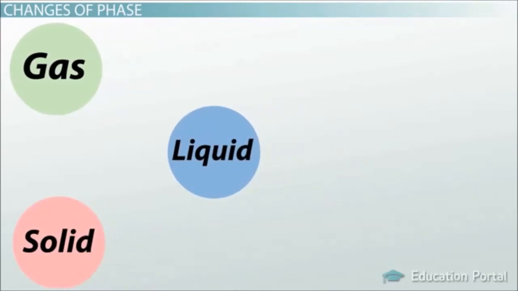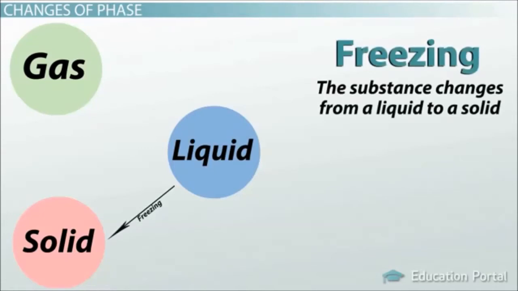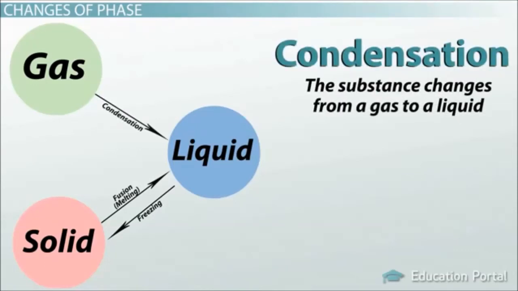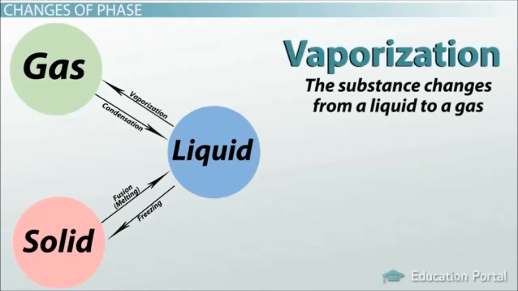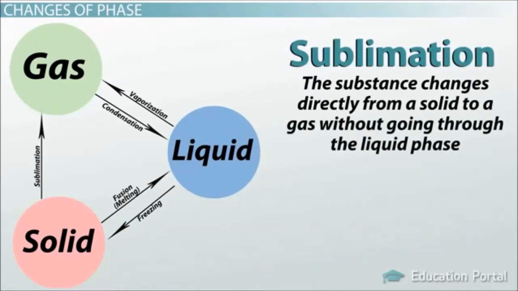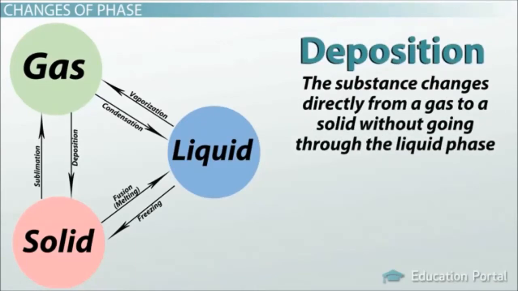The 6 changes are: freezing, the substance changes from a liquid to a solid. Melting, the substance changes back from the solid to the liquid. Condensation, the substance changes from a gas to a liquid. Vaporization, the substance changes from a liquid to a gas. Sublimation, the substance changes directly from a solid to a gas without going through the liquid phase. Deposition, the substance changes directly from a gas to a solid without going through the liquid phase.